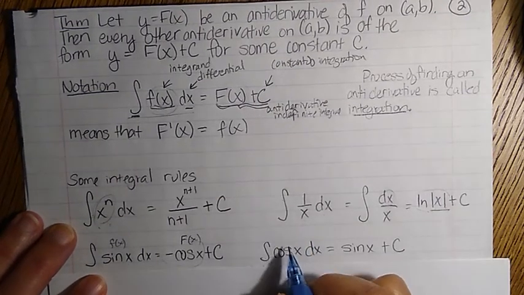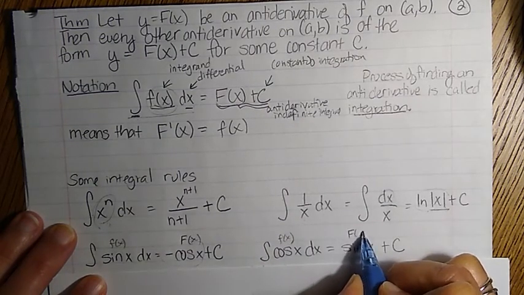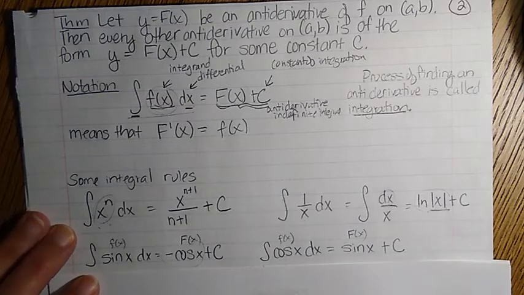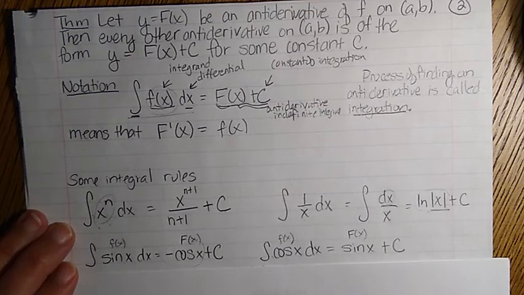Similarly here, this is our little f, that's the integrand. This is our big F, that's the indefinite integral. If you differentiate sine of x, you should get the integrand, cosine of x.